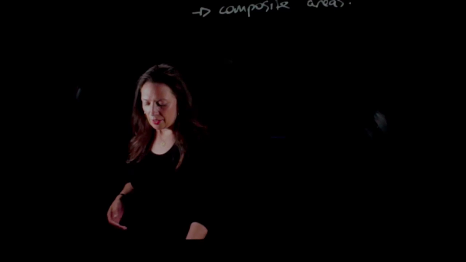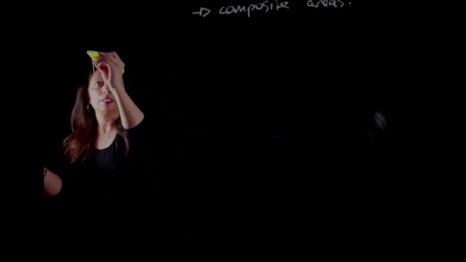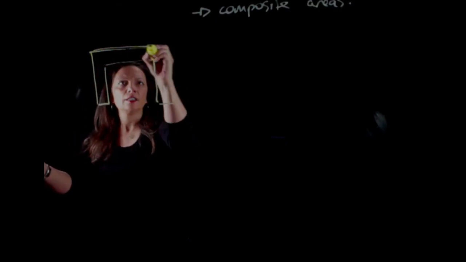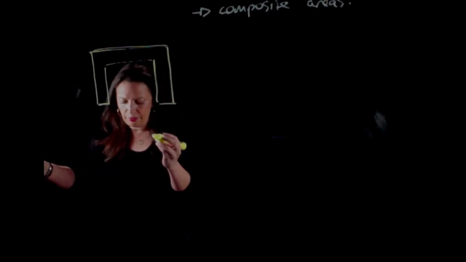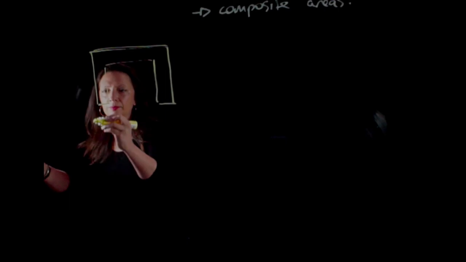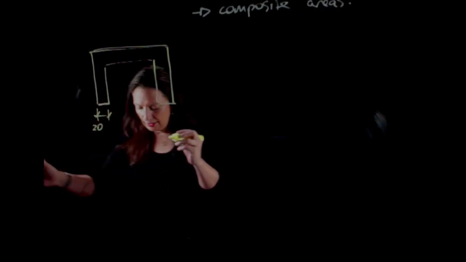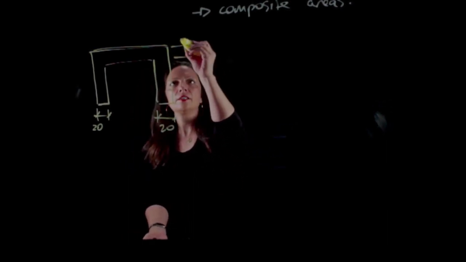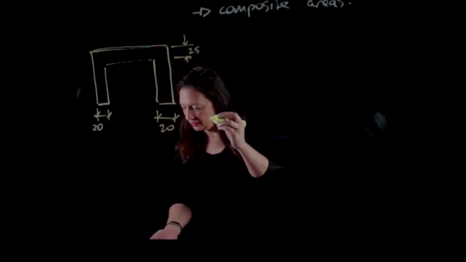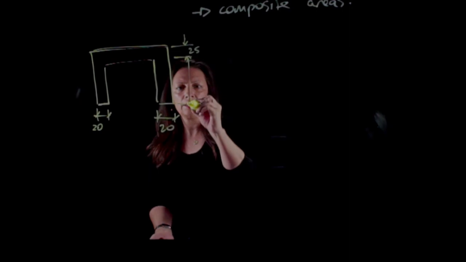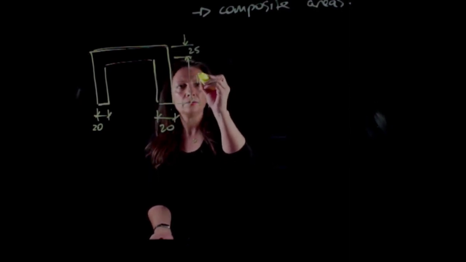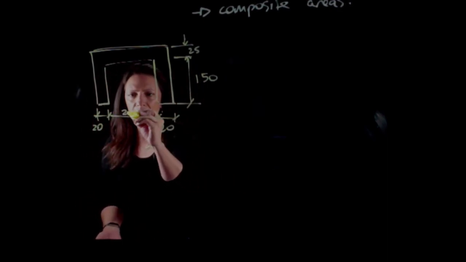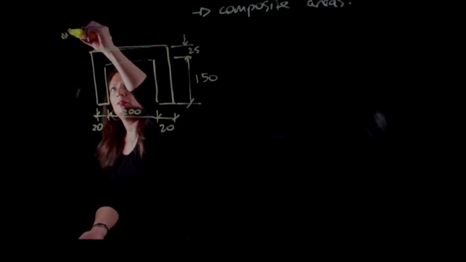Okay. So here we have an upside down U-beam. And we have dimensions of 20 mm, and here on the other side, this is 25. And here we have 150. And we have one more dimension in between here, and that's 200. So everything is in millimeters.